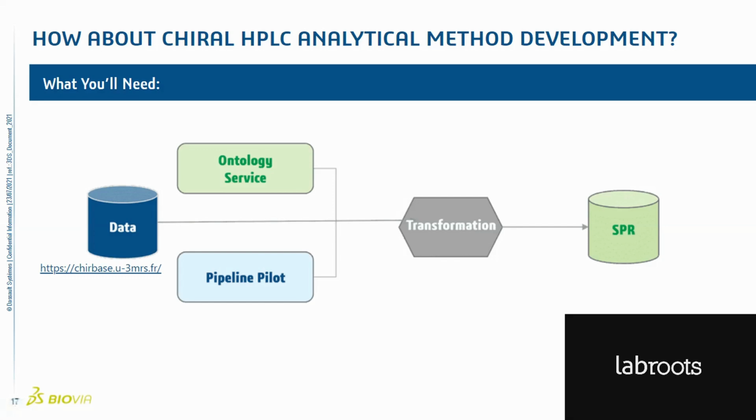We also had an ontological service that was open source. And then we used BIOVIA Pipeline Pilot to generate some physical constants of the materials that we're investigating to see if there's any relationships there. And then we took all of that information and we put it into our experiment data model, which we call SPR for Studies, Process, and Results.